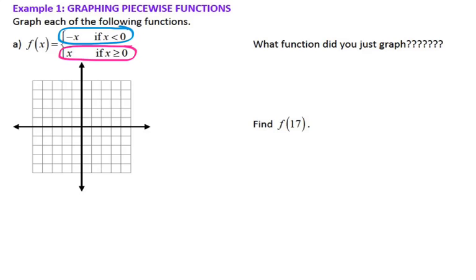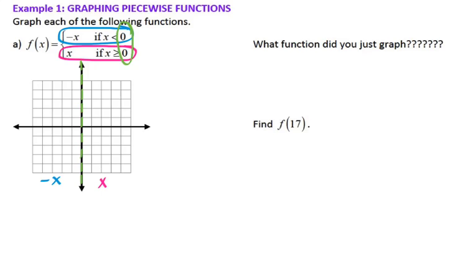That 0, which I'm going to circle in green, represents a boundary. So I'm going to go ahead and graph my boundary. That means one function goes up until 0, and then the other function is on the other side of 0. My blue one was the negative x, and that was if x was less than 0, so that's everything to the left. So this side is going to be negative x, and then everything greater than or equal to 0 is on the right side of my boundary, so that's going to be this side. Okay, so we're going to graph two functions.